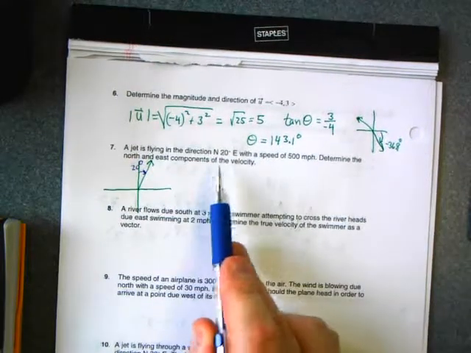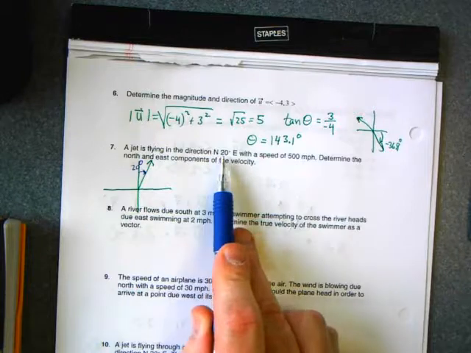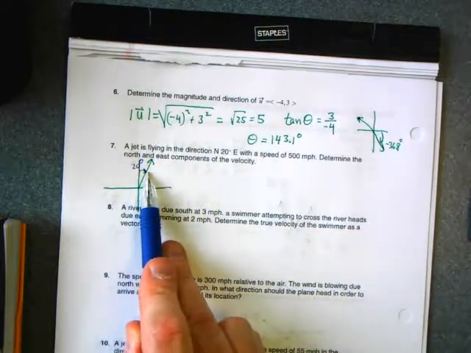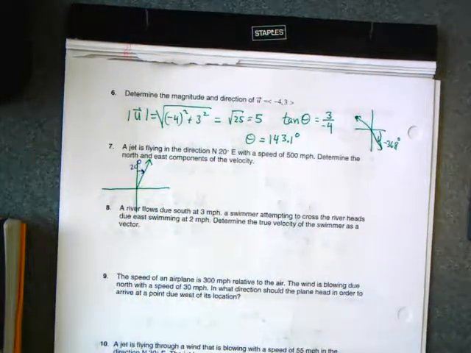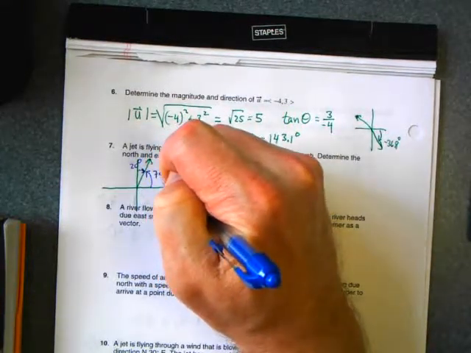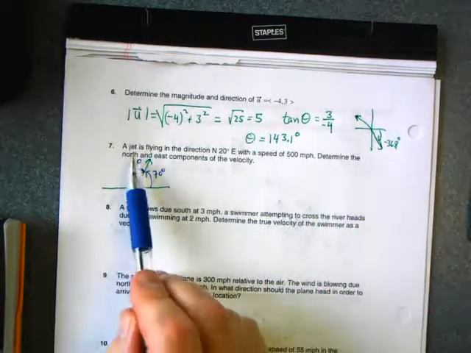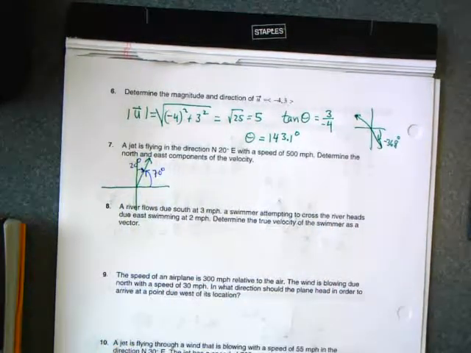Remember, that's how pilots measure things. Pilots measure their angle from due north or due south. So north 20 degrees east means 20 degrees east of due north. What angle would we usually use? We would use this angle, 70 degrees here. 70 degrees. So how do I determine the north and the east components?